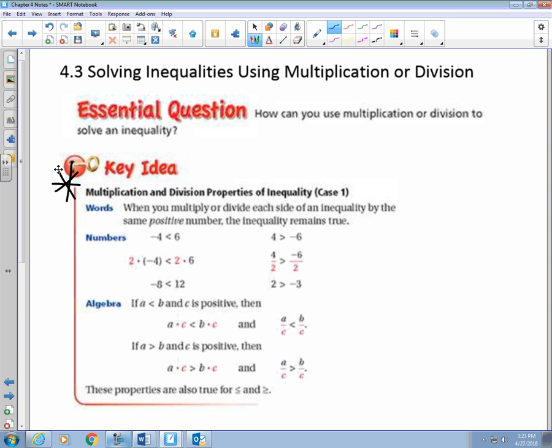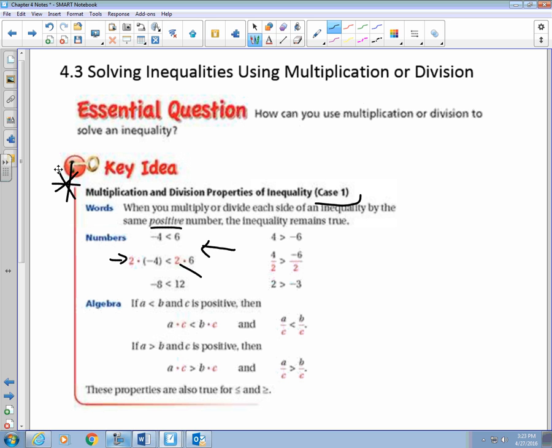Multiplication and division properties of inequality, and this is for case one, or the first examples that we're going to do. Basically what it says is if you multiply or divide each side of an inequality by the same positive number, the inequality remains true. So in this example, we multiply both sides of this inequality by 2. Here's a 2 and there's a 2.